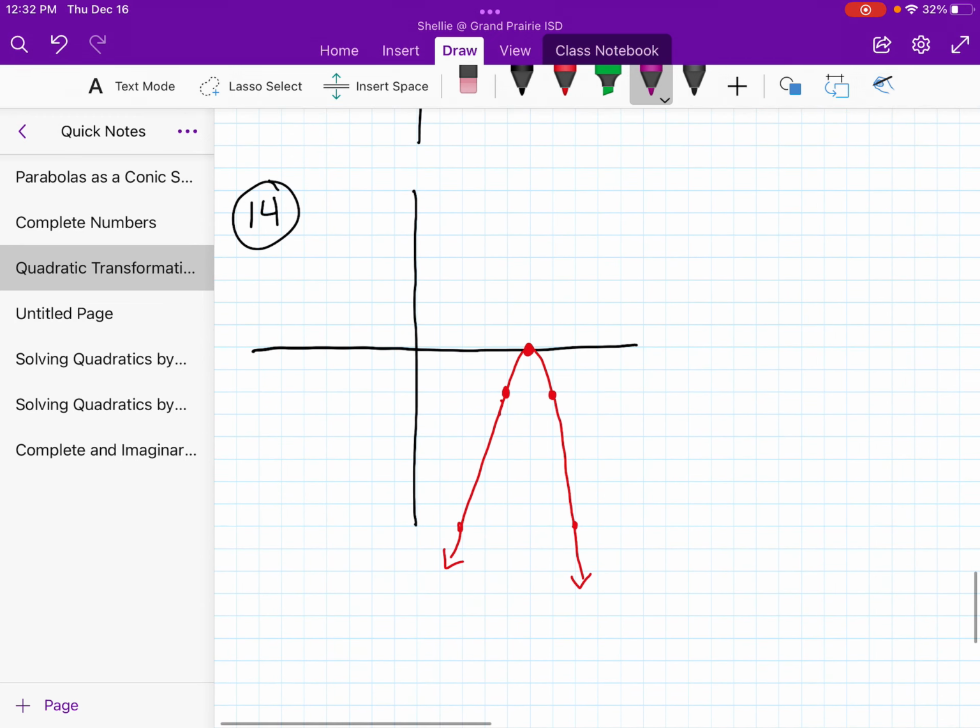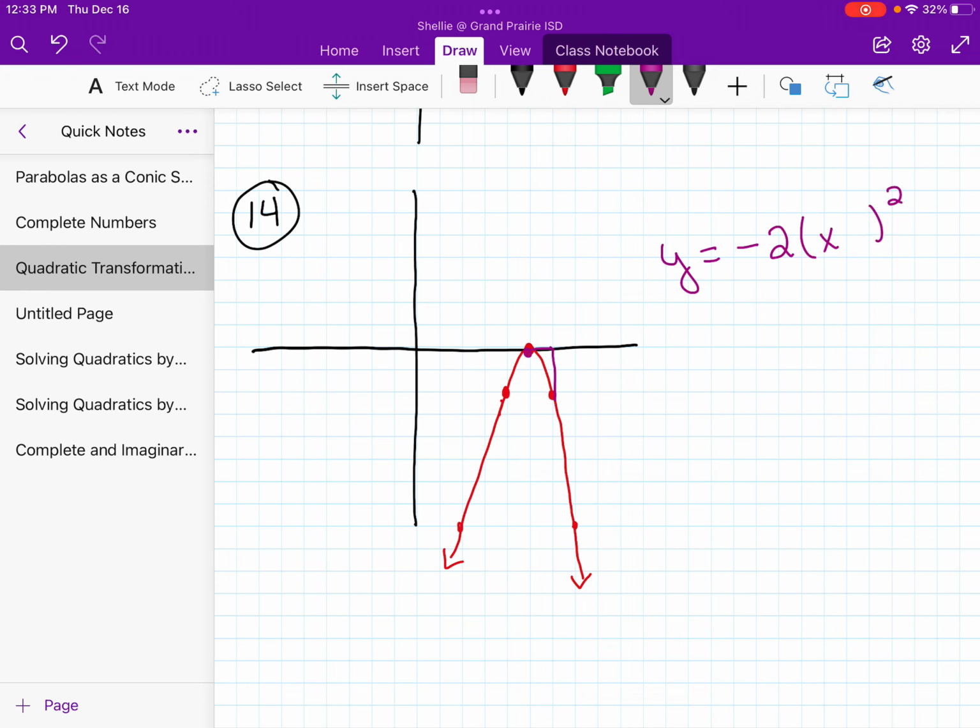Last but not least, let's look at number 14. Notice that it's facing downward. Go ahead and add your vertex, this is facing downward, then see if you can add a stretch or compress. Okay, so this one is facing down, so I'm going to start with a negative. If I go from the vertex to the side and down, I actually go down 2. So there is a stretch of 2.